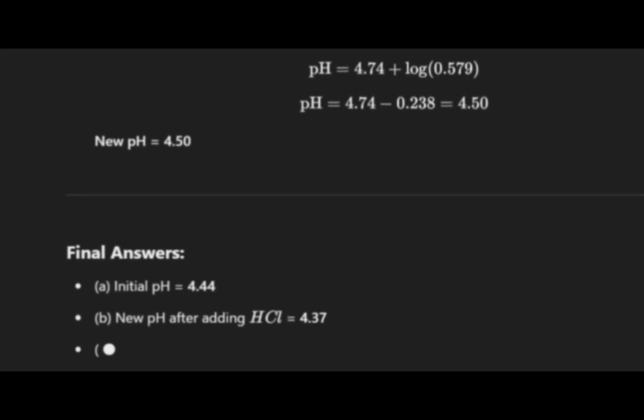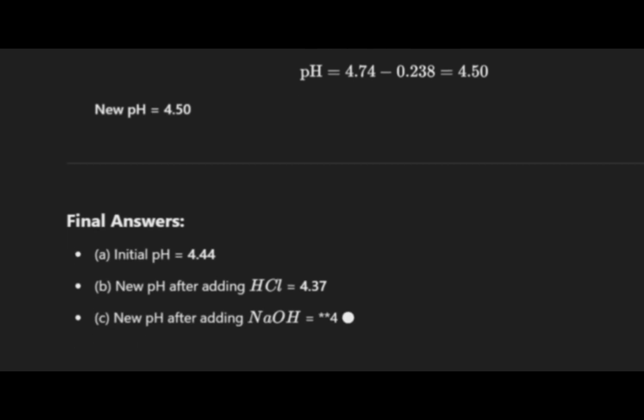Summary: the initial pH of the buffer solution is 4.44. After adding HCl, the pH decreases to 4.37. After adding NaOH, the pH increases to 4.50.